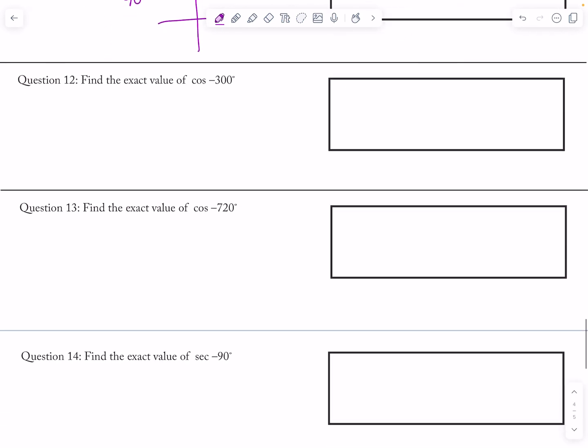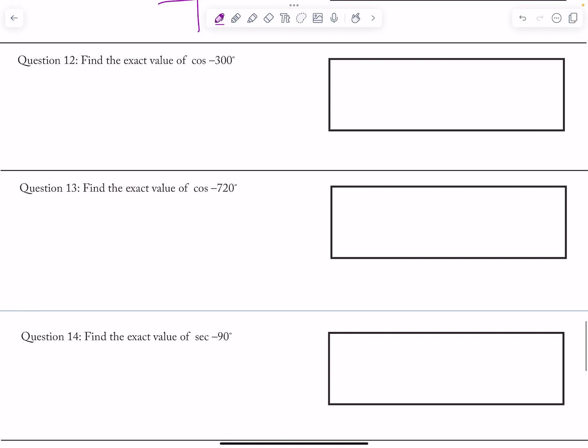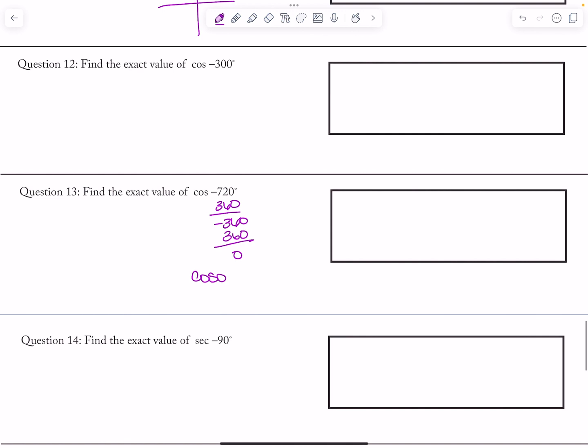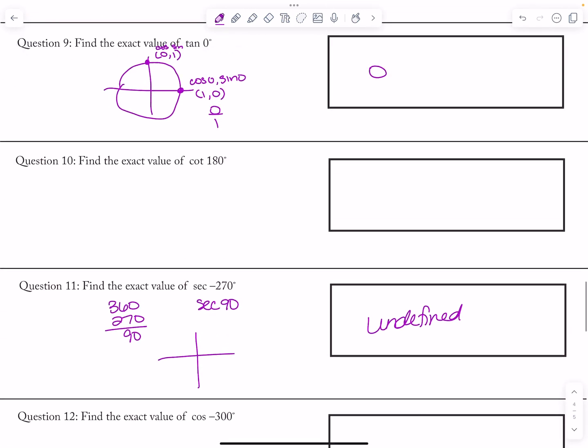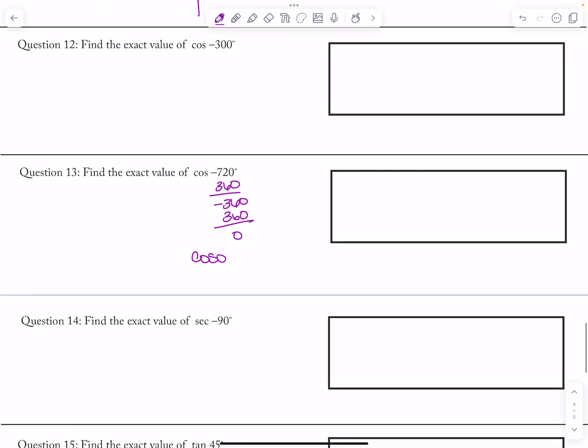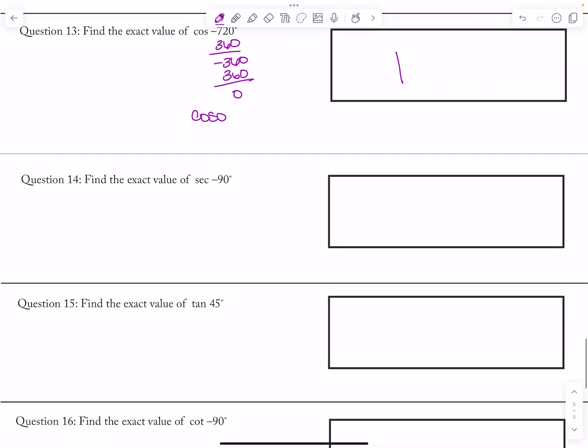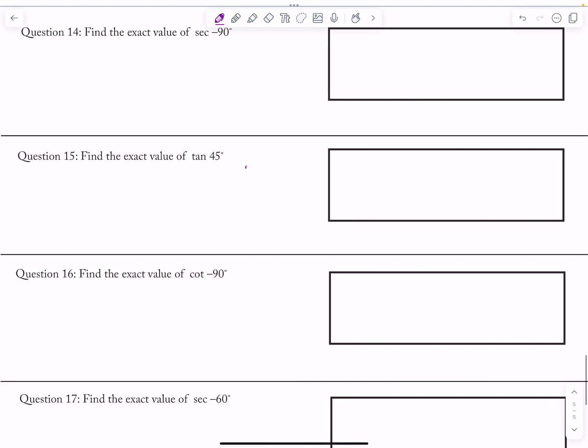Okay, and then 13, I'm looking at 720 degrees, so I subtract 360, and I get 360, and subtract 360 again, and I get 0, so I want the cosine of 0. Again, I could go back up to this thing here. Cosine of 0 is going to be 1, so this is 1. Okay, tangent of 45 degrees, so we did 45, 45, 90, 1, 1, root 2, and that's just 1.